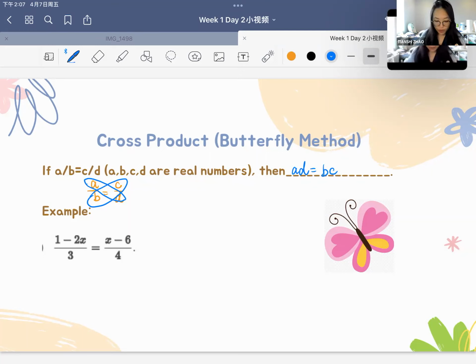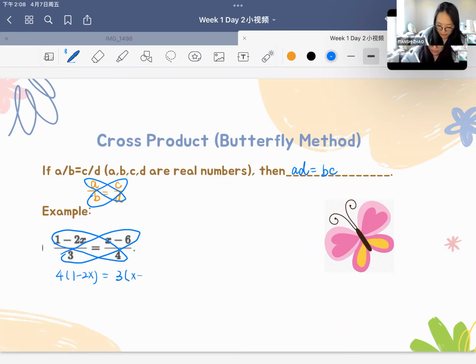Here is a sample question. We have two fractions: (1 minus 2x) divided by 3 equals (x minus 6) divided by 4. We can draw a butterfly around the terms, and then we can write 4 times (1 minus 2x). The most important thing is that we need to add parentheses on the numerator because the two terms are together with each other, so we need to add the parentheses manually. So we will have 3 times the parentheses (x minus 6).